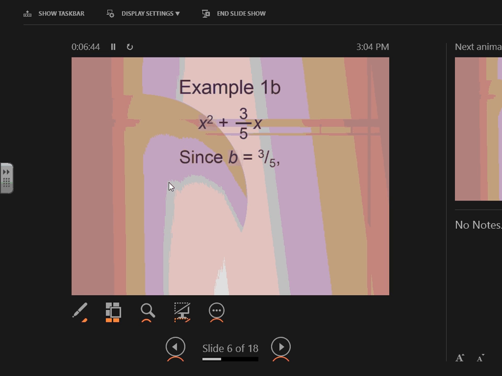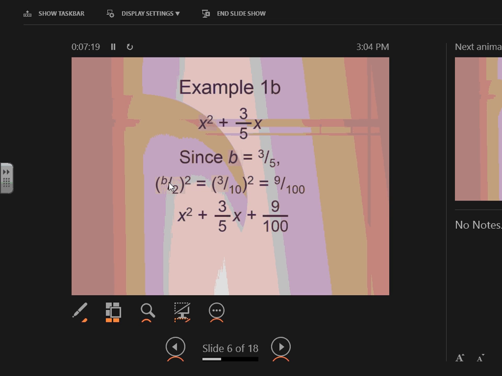Since b is 3/5, I need to divide it by 2, which is like multiplying it by 1 over 2. That becomes 3/10. Then I square it, which becomes 9/100. It gets grosser and grosser, right? But it's all true, yes? It's a nasty number. But if I add that on to these first two terms, I have this, right?